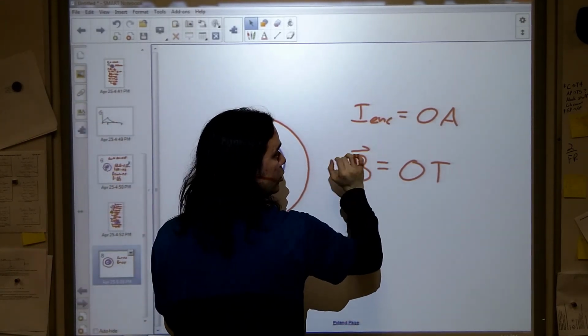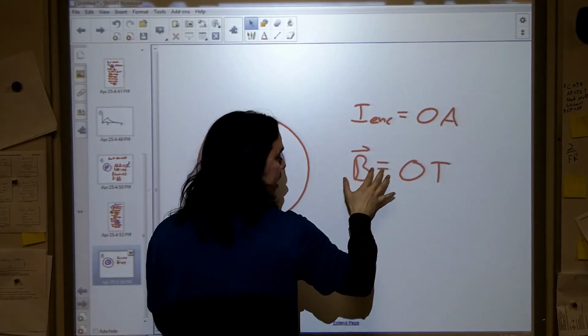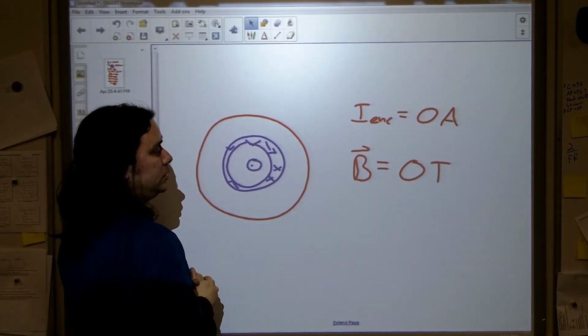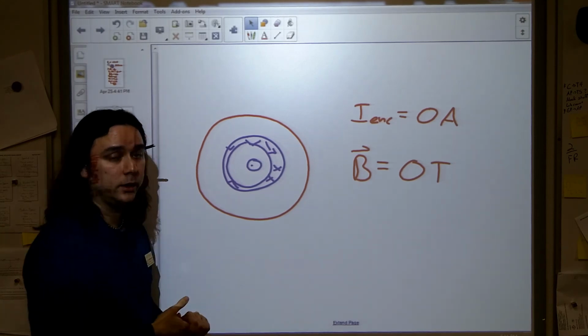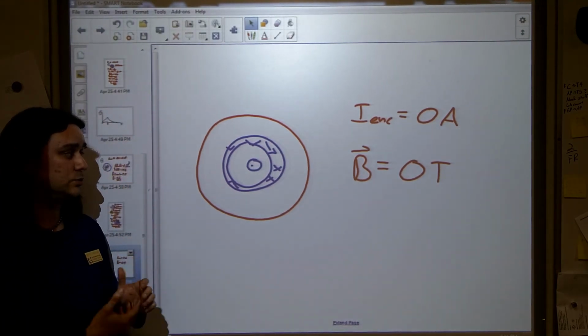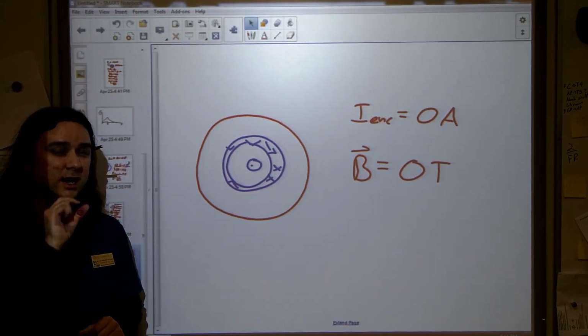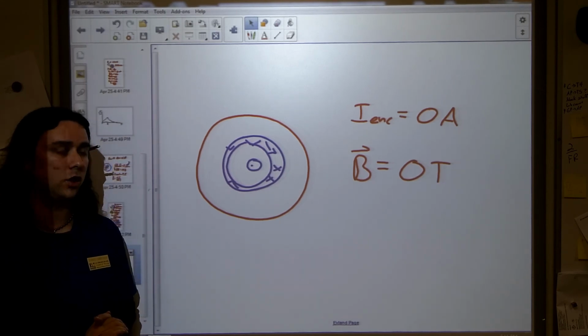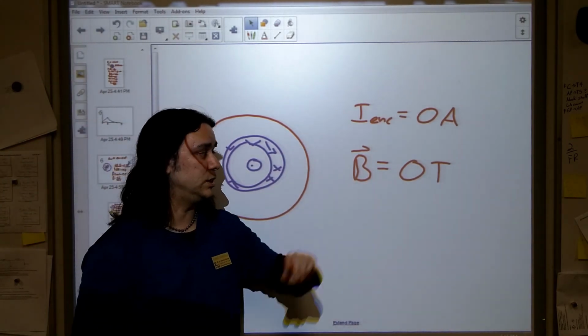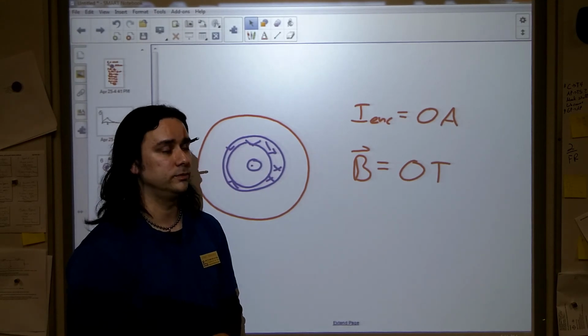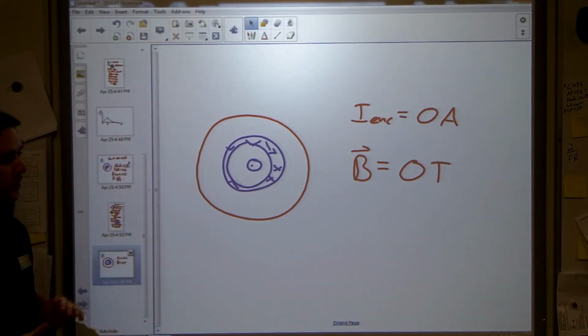which means your enclosed current will not be equal to 0, and your net magnetic field will not be equal to 0 either. It's actually a really good way to determine a small change in current, because it can detect a little bit of difference in current because your magnetic field goes from 0 to something not 0. All right, we'll go ahead and stop there. That's Ampere's Law.